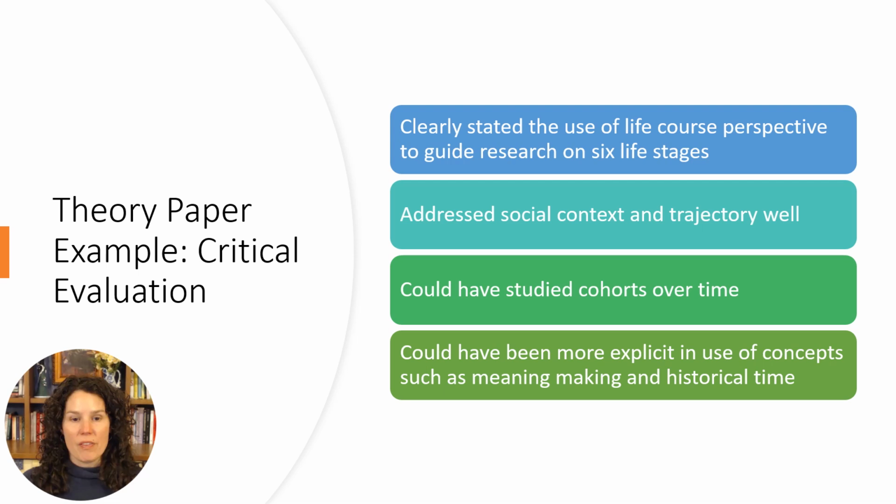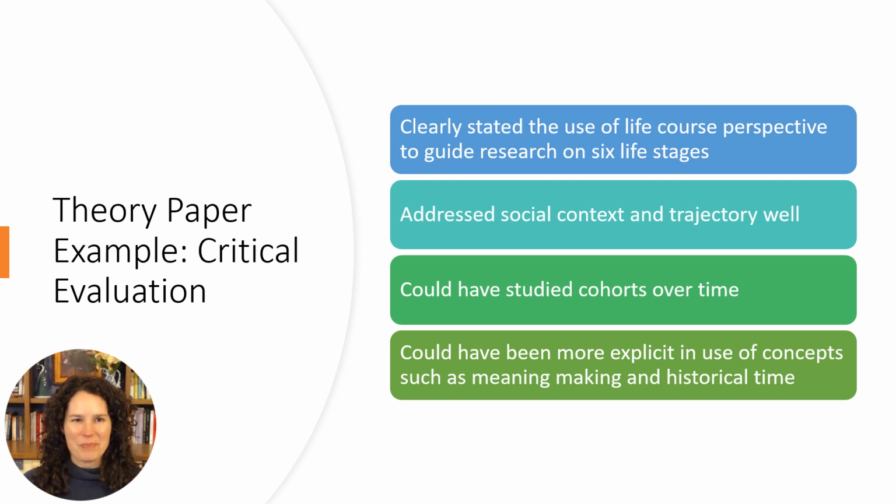They could have gotten a new sample every 5 or 10 years and then followed them to see how these experiences, especially in those more intensive child raising years, change over time with gendered roles. And they could have been maybe more explicit in using the concept of meaning making and how people are making meaning around work and family roles, and historical time and how that's maybe changing gendered work and family roles over time.